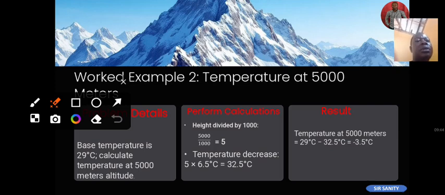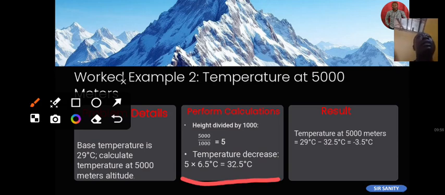Temperature decreases, so what are you going to do? You multiply the 5 by 6.5, which is the lapse rate value. So when you multiply 5 by 6.5 degrees Celsius, it's going to give you 32.5 degrees Celsius. But because the more you go to the height or to the top of the mountain, the temperature also falls or decreases.